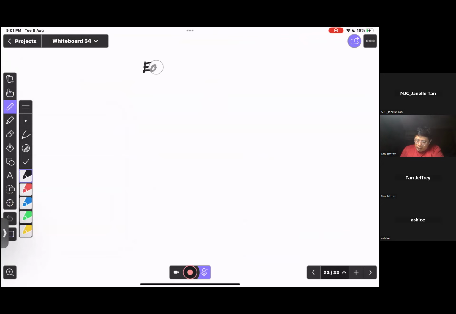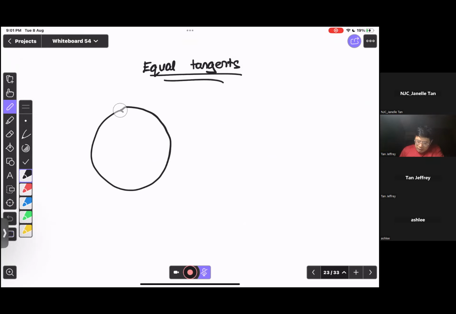It's better to know it as equal tangents. So instead of saying tangent from exterior points, if you can, write it as equal tangents. It looks like this one.